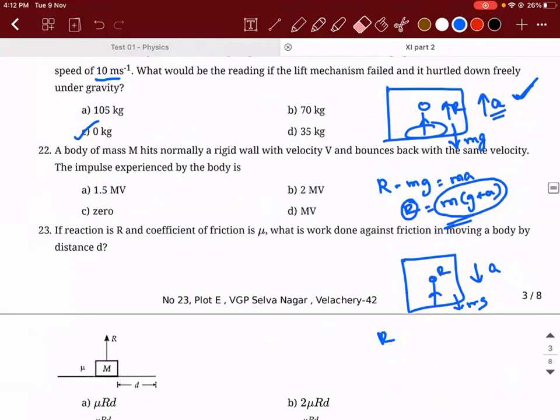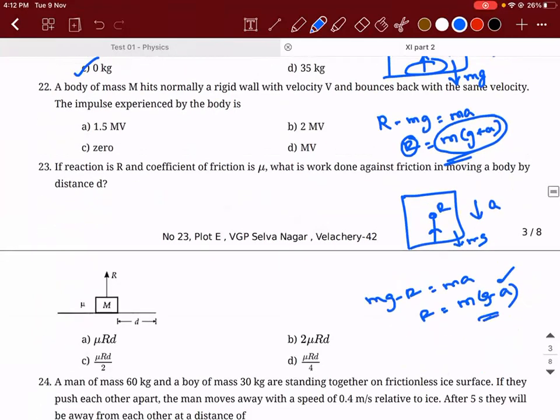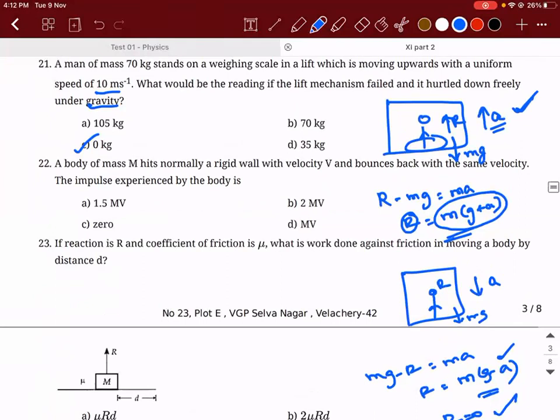Mg minus R is equal to ma. R would have been m into g minus a. Now, what is the value of a they are trying to talk about? Acceleration is acceleration due to gravity. If you substitute it here, the reaction force acting on the body is 0. The reaction force is 0. Weighing machine also shows 0 kilogram. Okay. So if somebody doesn't know this, please make a note.